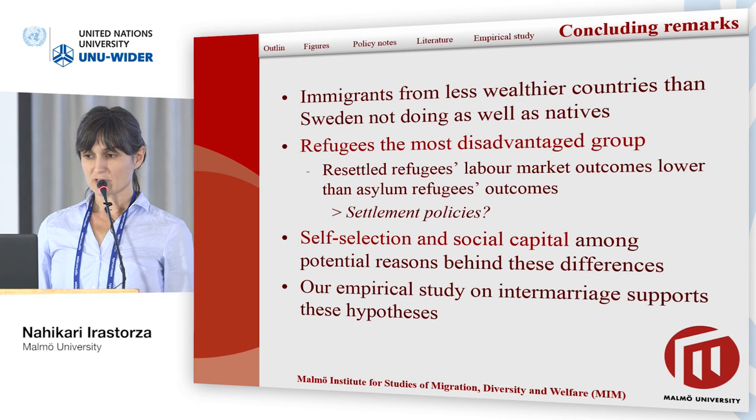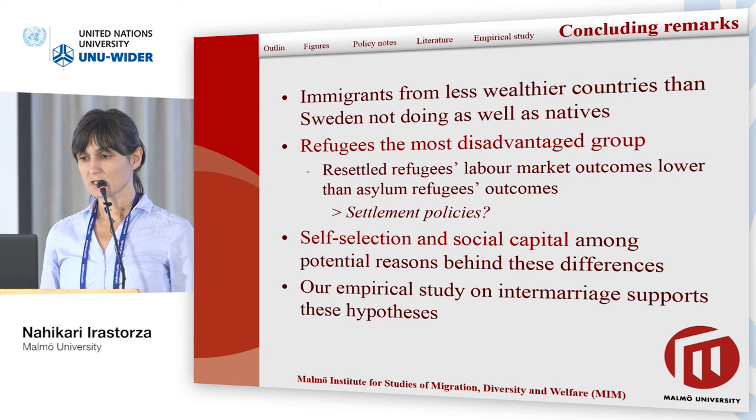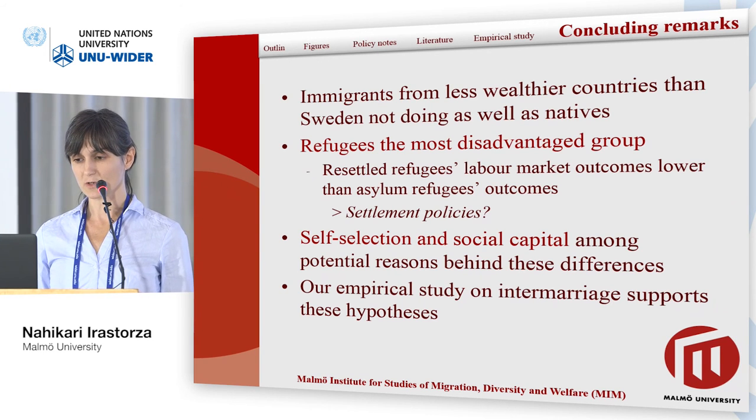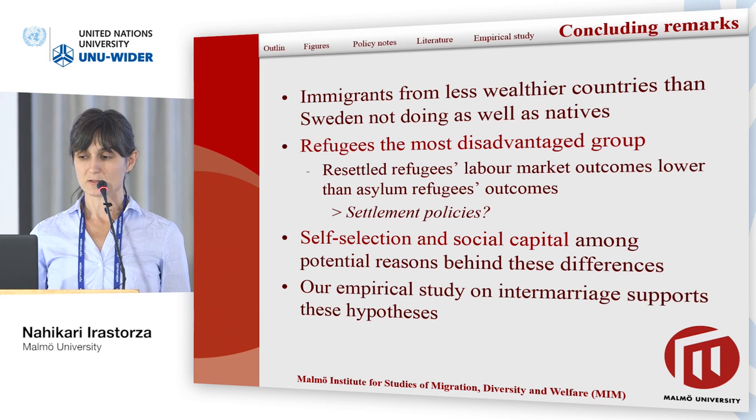Finally, we found that immigrants from less wealthy countries than Sweden are not doing as well as natives, like other studies have said before. Refugees are the most disadvantaged group, especially resettled refugees. The literature has explained this by settlement policies, self-selection, and social capital, and our empirical study on intermarriage also supports this previous hypothesis.